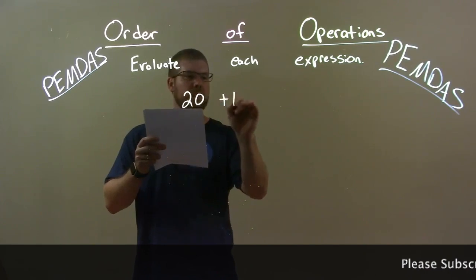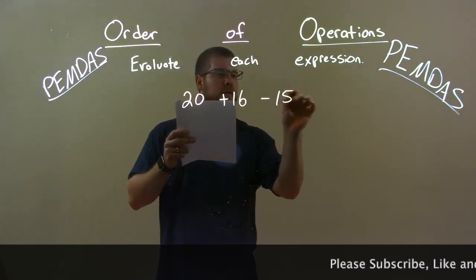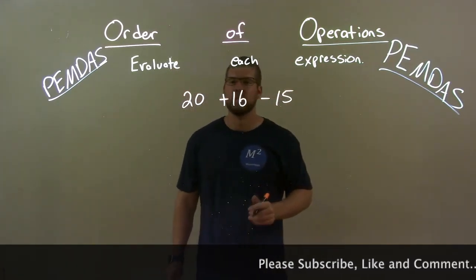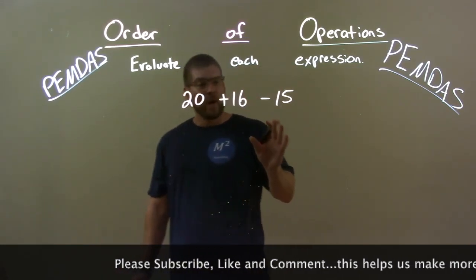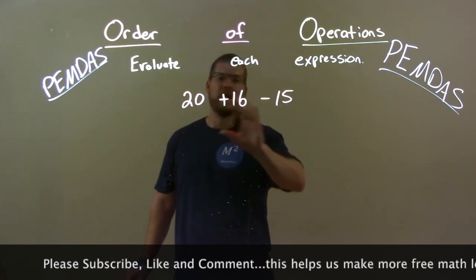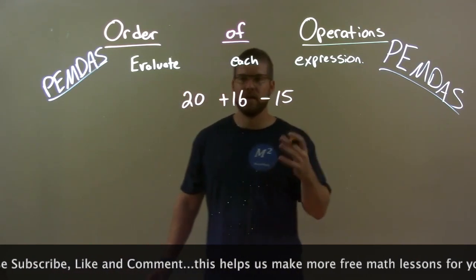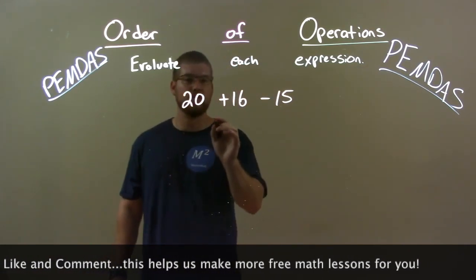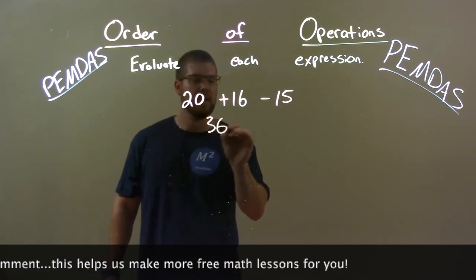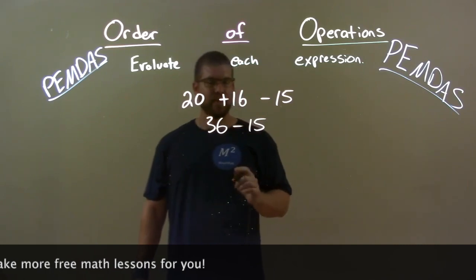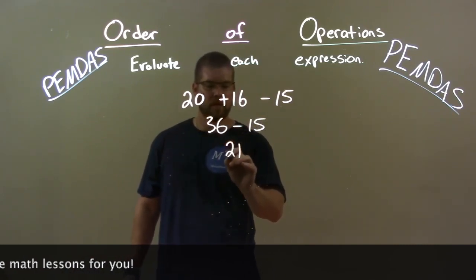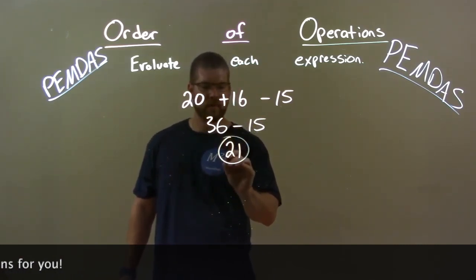20 plus 16 minus 15. Okay? Well, first step, we have addition and subtraction, right? In reality, it really wouldn't matter which way we do it, but let's go left to right here. Addition first. 20 plus 16 is 36, minus 15. Now 36 minus 15 comes out to be 21, and so our final answer here is just 21.